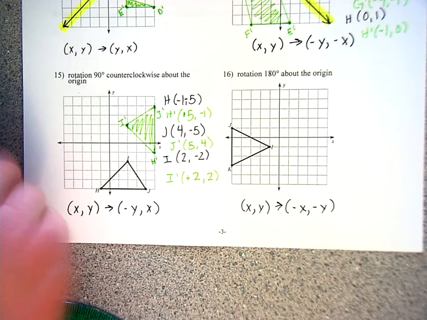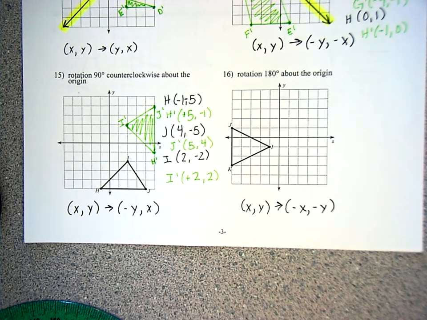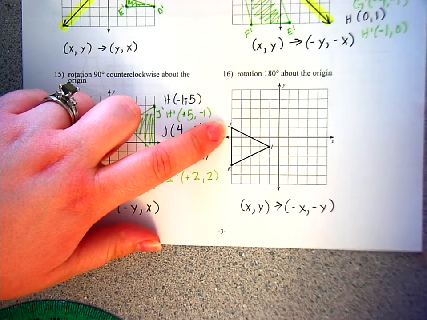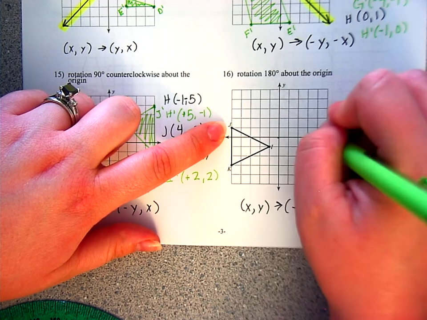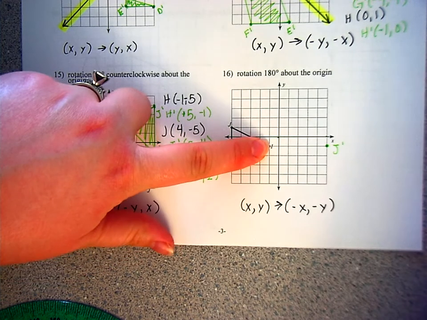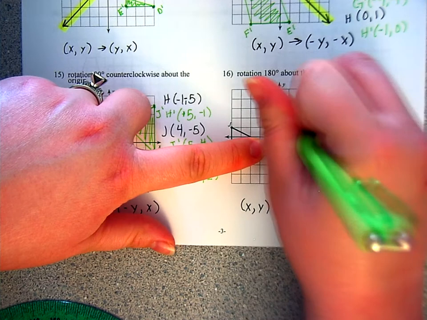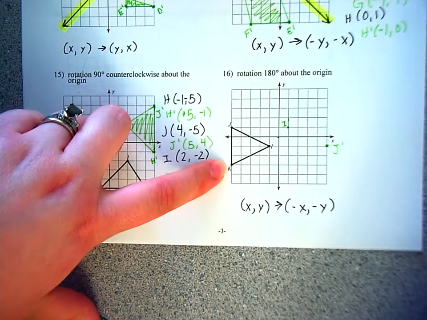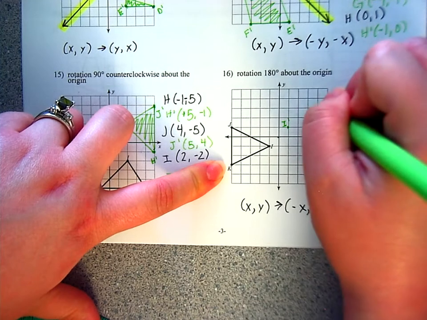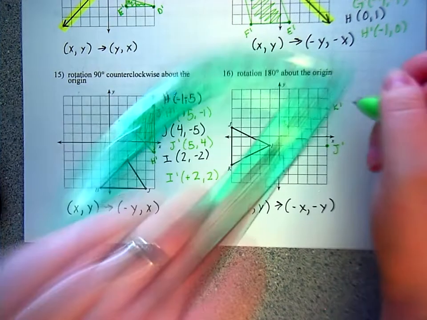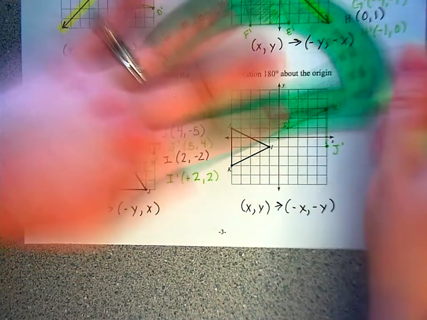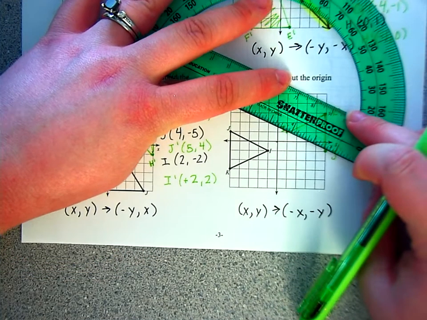So if J is at -5, +1, J prime is going to be at +5, -1, because we're going to switch those signs. I is at -1, -1, so I prime is going to be at +1, +1. K is at -5, -3, so K prime is at +5, +3. I connect my vertices and I shade in my image.